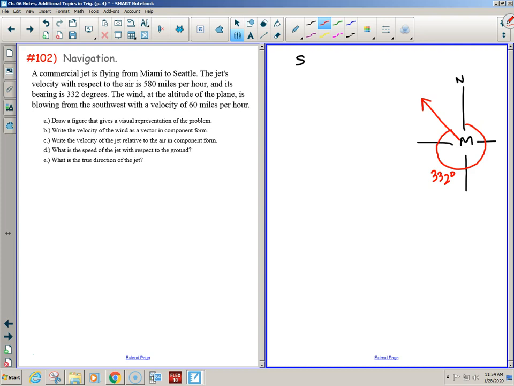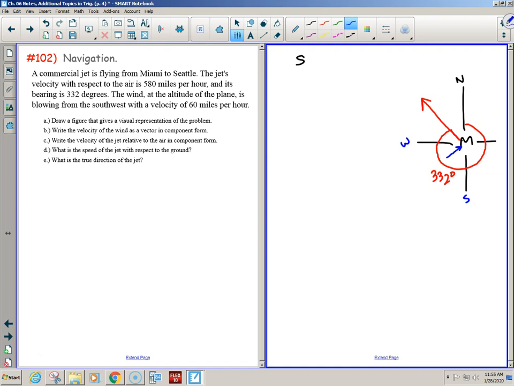The wind at the altitude of the plane, so the wind up where the plane is, is blowing from the southwest. We can say in line with the plane, it's blowing from the southwest. So here's our south and here's our west. From the southwest, oh interesting, towards the plane, with a velocity of 60 miles per hour.